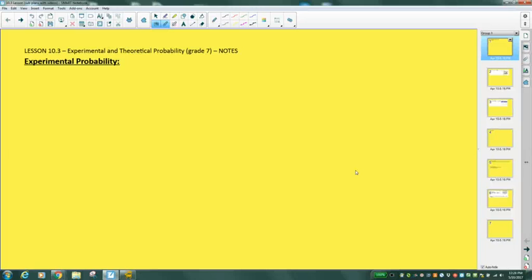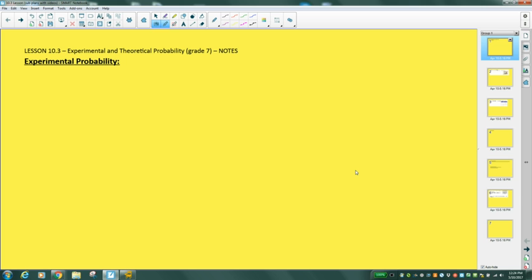Right, today we are going to be talking about experimental probability. And experimental probability is just the probability of something actually happening. So when you do a test of sorts, like rolling a dice or picking a card from a deck of cards, and you are actually doing it and tallying your results, that will be what we call experimental probability.